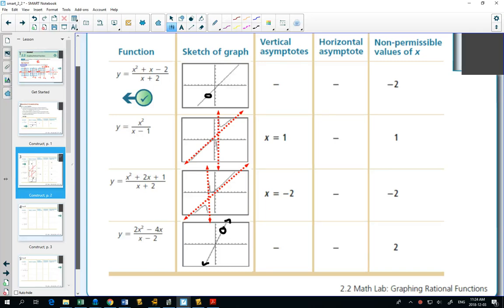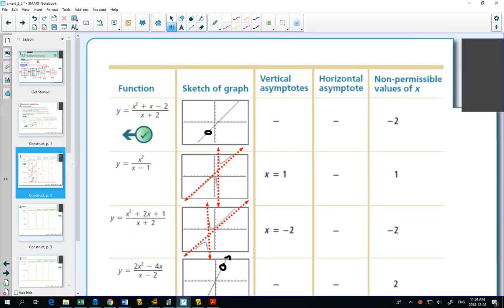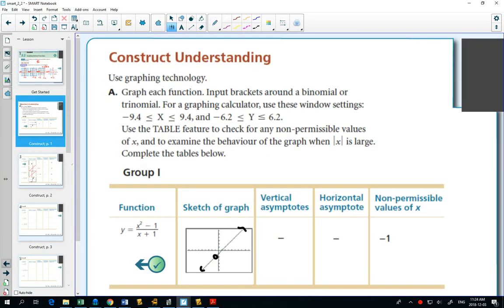The first one's on the first page. I can go back to the first one here. There we go.